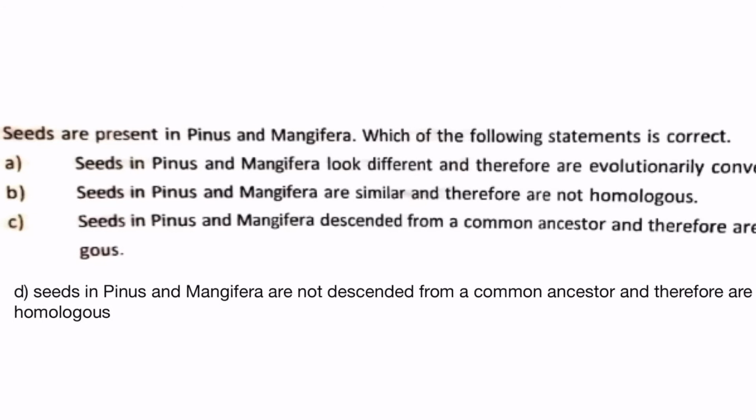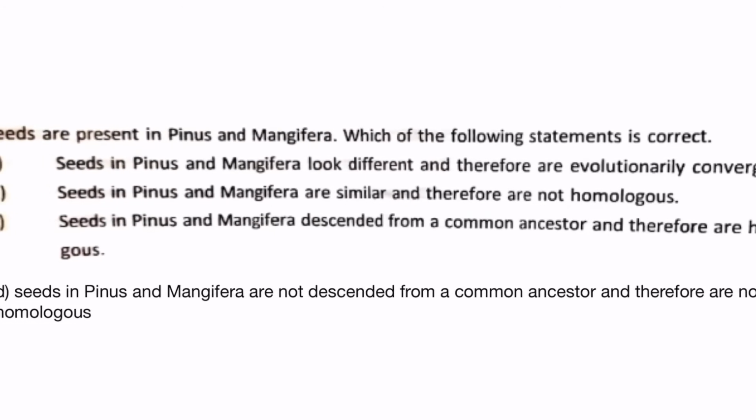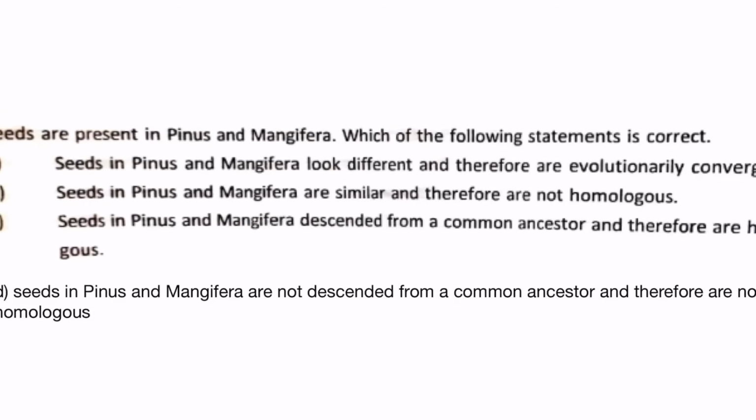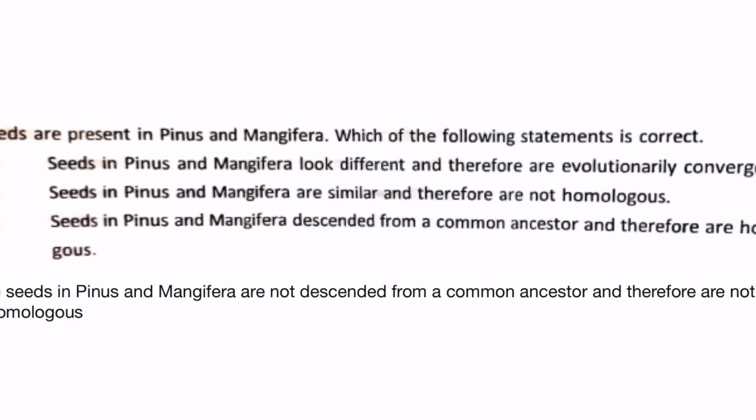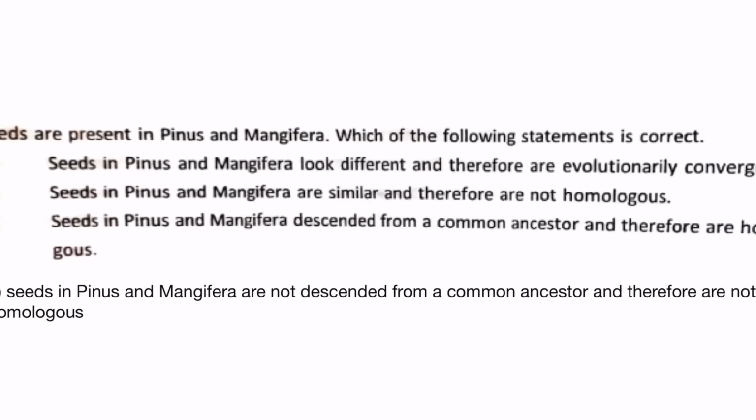Our next question is, seeds are present in Pinus and Mangifera. Which of the following statements is correct? A. Seeds in Pinus and Mangifera look different and therefore are evolutionary convergent. B. Seeds in Pinus and Mangifera are similar and therefore are not homologous. C. Seeds in Pinus and Mangifera descend from a common ancestor and therefore are homologous. D. Seeds in Pinus and Mangifera are not descendant from a common ancestor and therefore are not homologous.